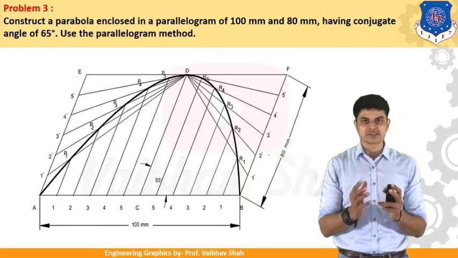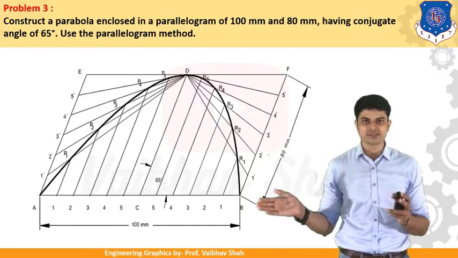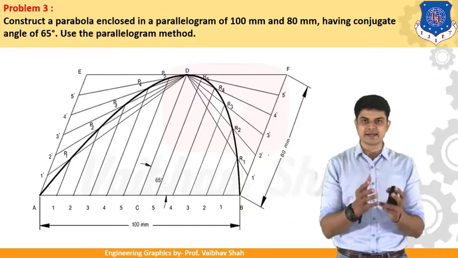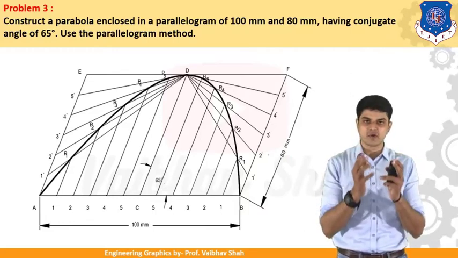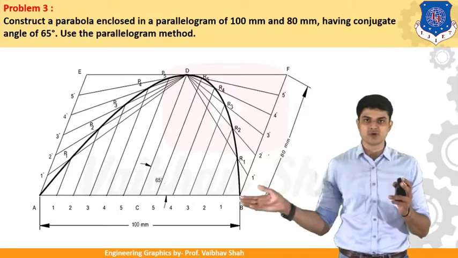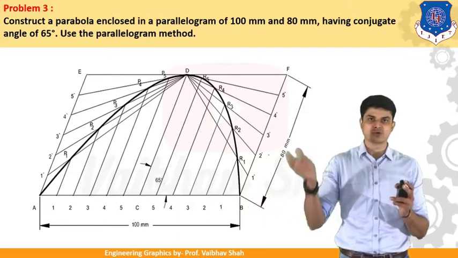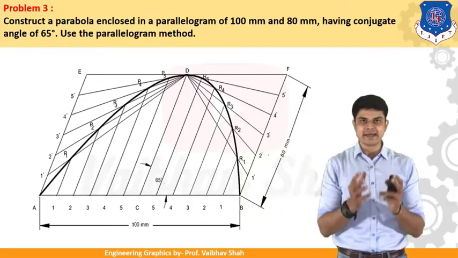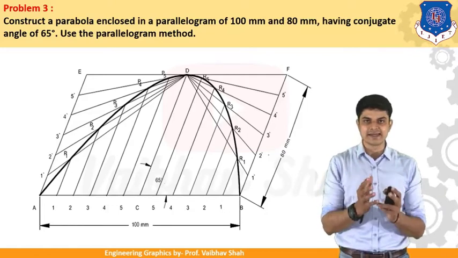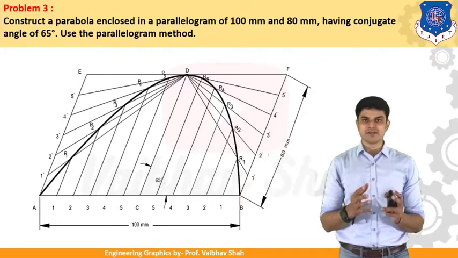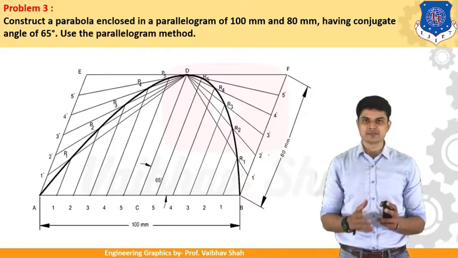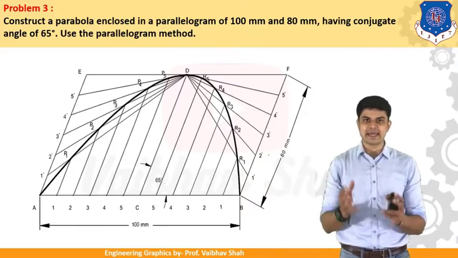Here we should construct the horizontal line and then construct an inclined line at 65 degrees, because it is said that the conjugate angle of the axis is 65 degrees. We draw a horizontal line and then draw an inclined line of 80 mm, and this 80 mm line would be at 65 degrees as you can see in the figure. Then let us give the naming. We will name this horizontal line AD.